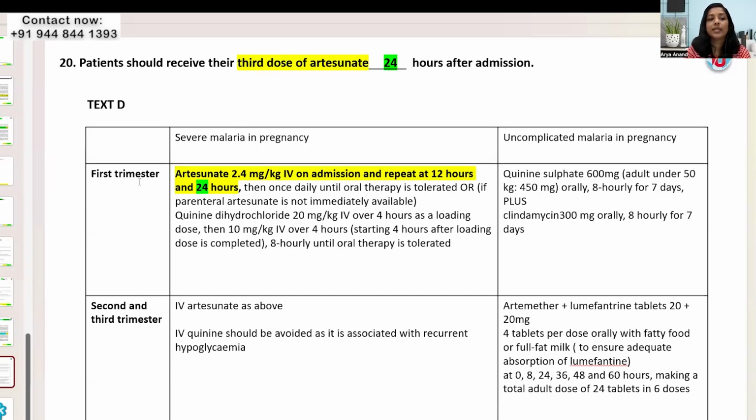Text D. Here you can see in first trimester, artesunate 2.4 mg per kg IV on admission. That means on admission is the first dose, right? And repeat after 12 hours. That means second dose. And 24 hours. That means the third dose. So when a patient is admitted, you need to give the medication on admission, then at 12 hours, then at 24 hours. That means the third dose is at 24 hours, right? So your answer will be 24.